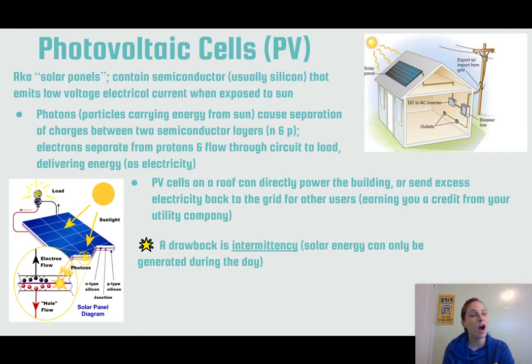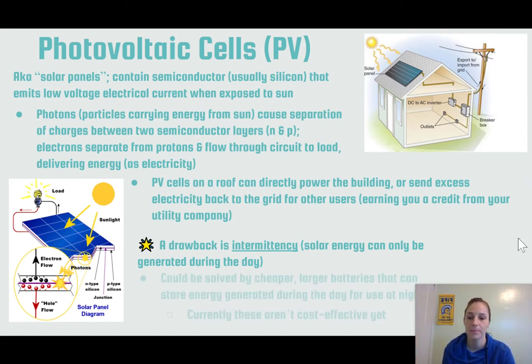Now, a drawback of solar panels is going to be intermittency in sunlight. So, solar energy can only be generated during the day, and during certain parts of the year, like during winter around here, you actually don't get that many hours of sunlight. Most of it is going to be where the sun is not shining. So, this is going to be a downside because you need the sunlight in order to make the electricity.